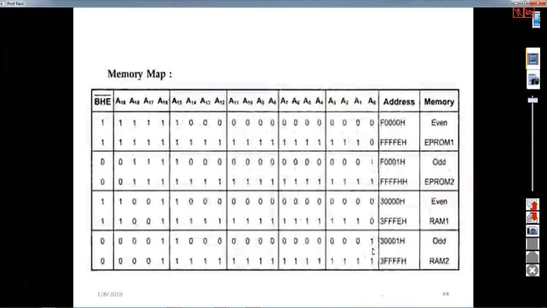Now if you try to see the memory mapping here, the even bank of RAM is 30000. So the entire address, if you try to write it here, it should be 0.